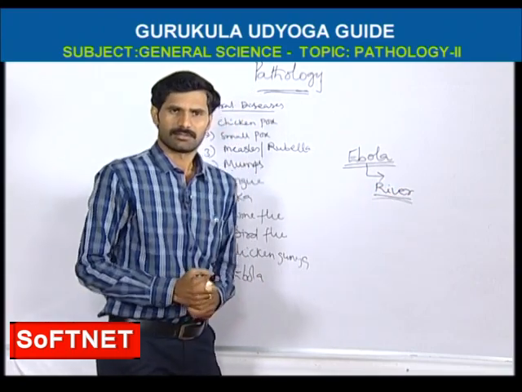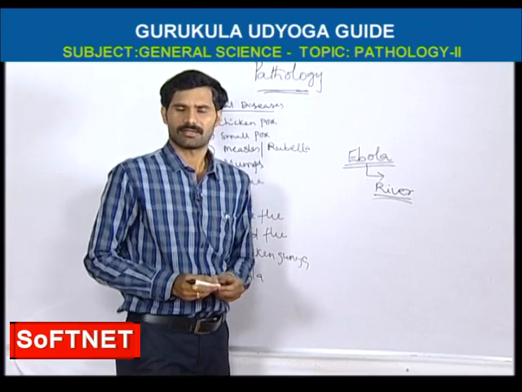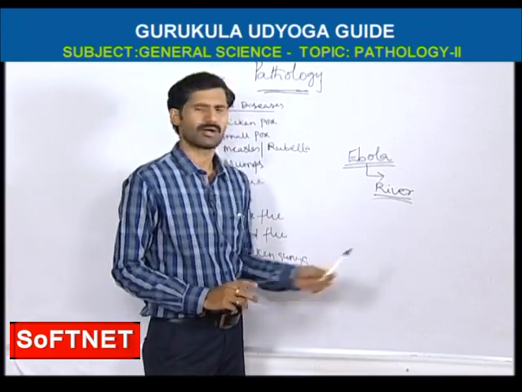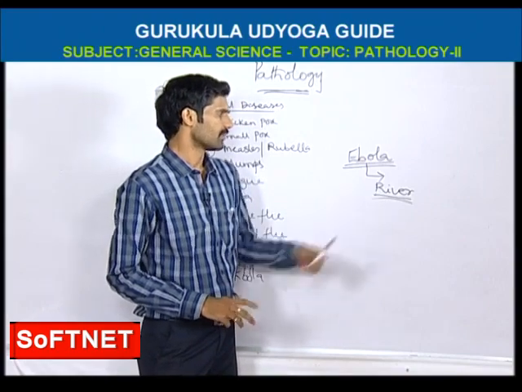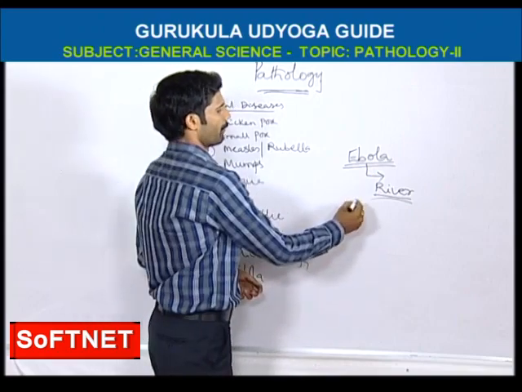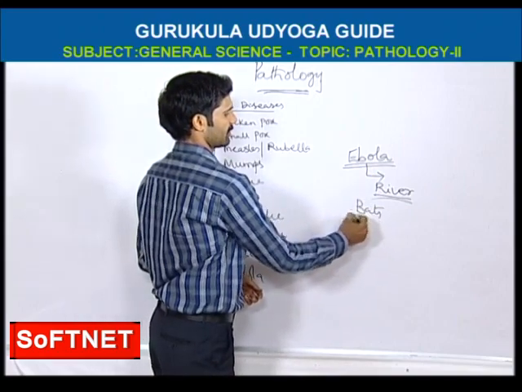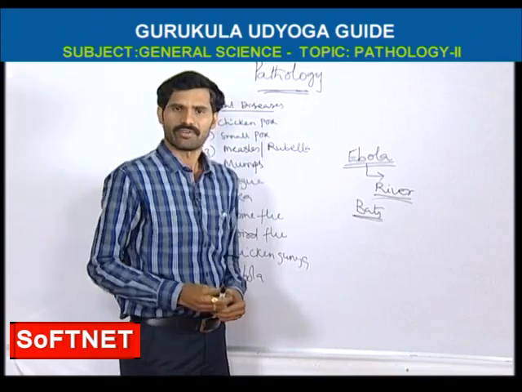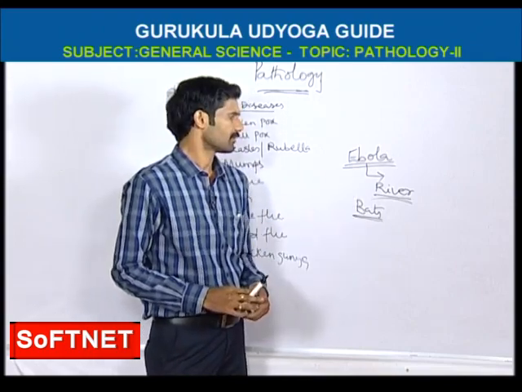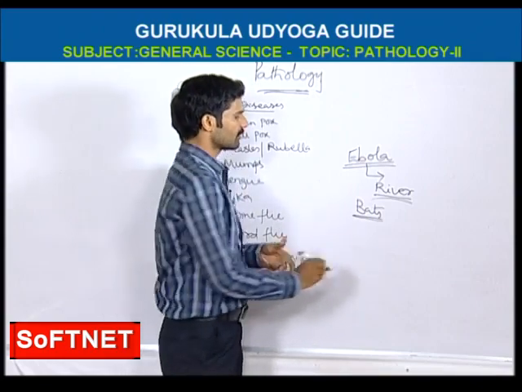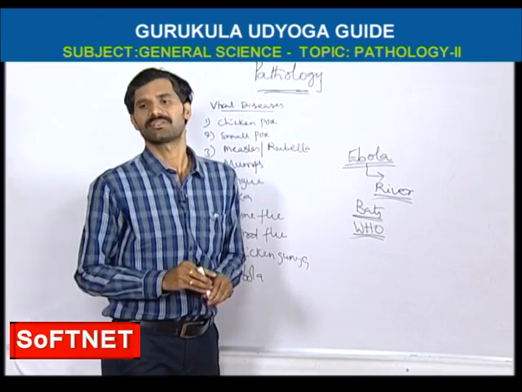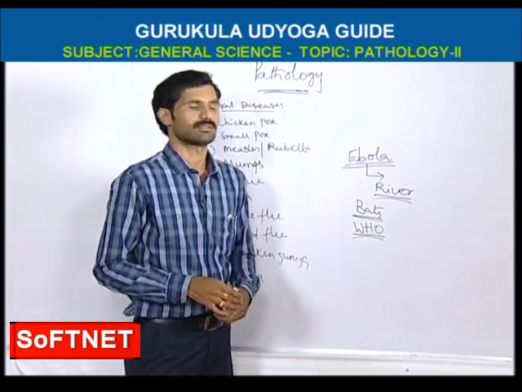in Central African Republic of Congo, or simply Congo. It is a river, and Ebola is caused by the Ebola virus. Bats are the vectors for this disease, Ebola virus. The World Health Organization declared the emergency for this disease.